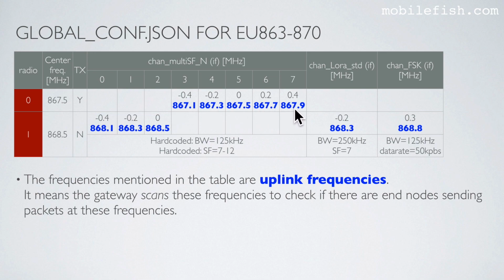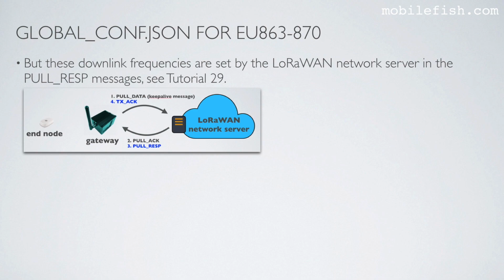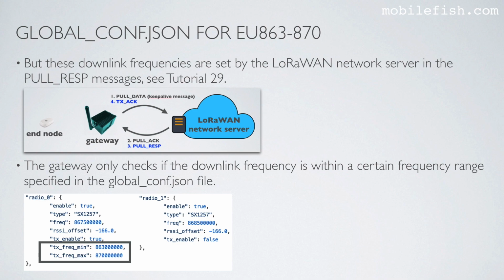The frequencies mentioned in this table are uplink frequencies. It means the gateway scans these frequencies to check if there are end nodes sending packets at these frequencies. A gateway can also create downlinks whereby packets are transmitted from the gateway to end nodes. But these downlink frequencies are set by the LoRaWAN network server in the pull response messages. See tutorial 29. That is this pull response message from the LoRaWAN network server to the gateway. The gateway only checks if the downlink frequency is within a certain frequency range specified in the global configuration JSON file, as you can see over here.